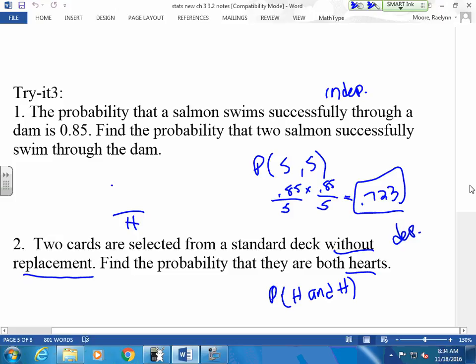How many hearts in your deck? What did you tell me? I'm sorry, no, what did you say the first time? 1 out of 10? 13 out of 52.